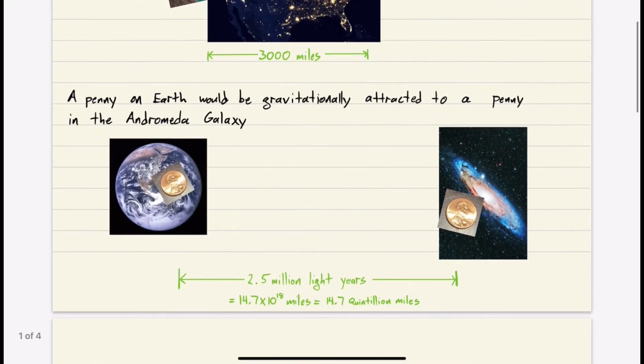A penny on Earth would be gravitationally attracted to a penny in the Andromeda Galaxy, which is the nearest galaxy to the Milky Way. That's 2.5 million light years away, or 14.7 times 10 to the 18 miles, which is 14.7 quintillion miles away. Those two pennies are attracted to each other on some scale. It's practically zero, but it's not zero, right? So just wrap your head around that. That's wild.